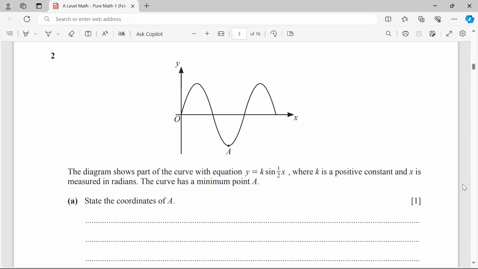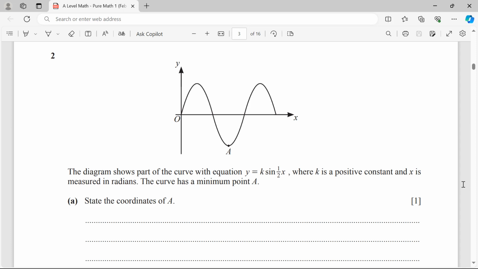In this video, we are going to continue our discussion on question number 2, Cambridge International AS and A-Level Mathematics, Pure Mathematics 1. Now we have the following question. We are given the following diagram, and this diagram shows part of the curve with equation y equals k times sine 1 over 2x, where k is a positive constant and x is measured in radians. The curve has a minimum point A, like this.